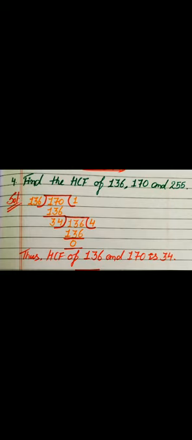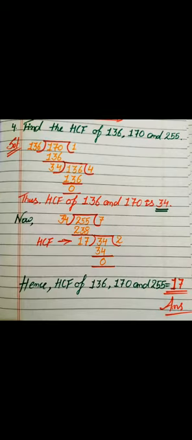Now this 34 is the HCF of 136 and 170, but this 34 is not a factor of all the three. So what do we have to do? Now we have to find the HCF of this 34 and this 255. We will divide 255 by 34: 34 ones are 34, 34 sevens are 238. We will get remainder 17.